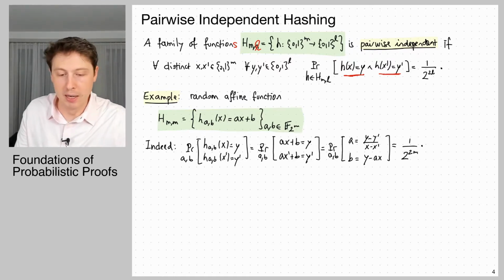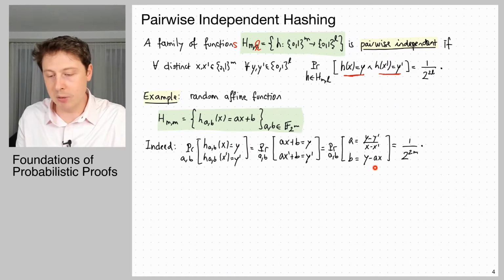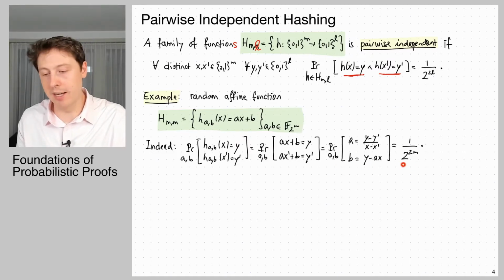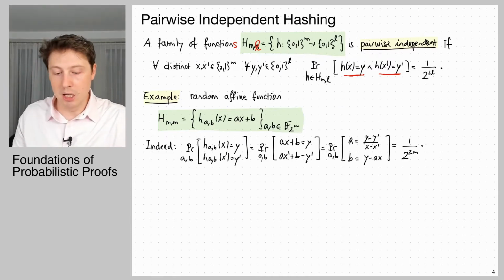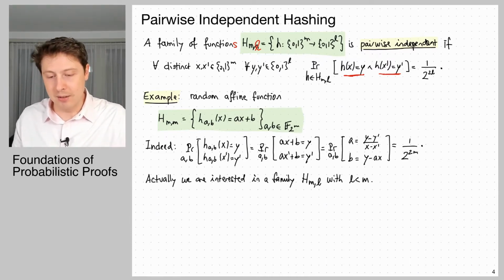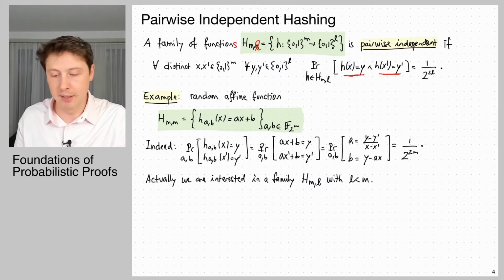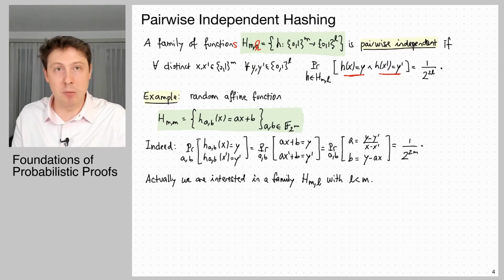Notice how the fact that we have two terms here, a and b, is exactly what creates the independence and how we get this desired probability. Notice that this was just a special case where I set the output size to equal the input size. We will actually be using a setting where we're compressing, so we want the output size to be smaller than the input size.